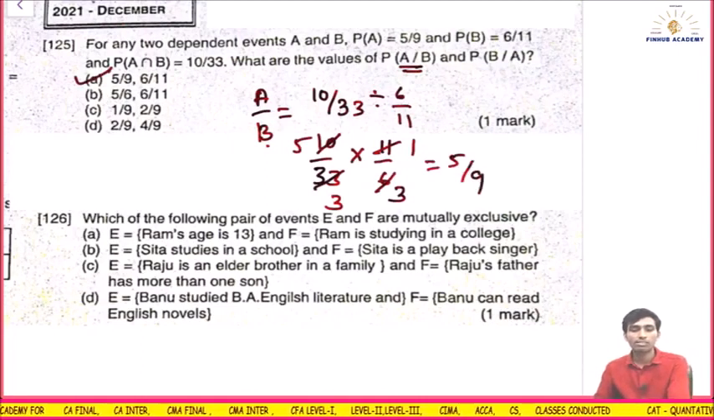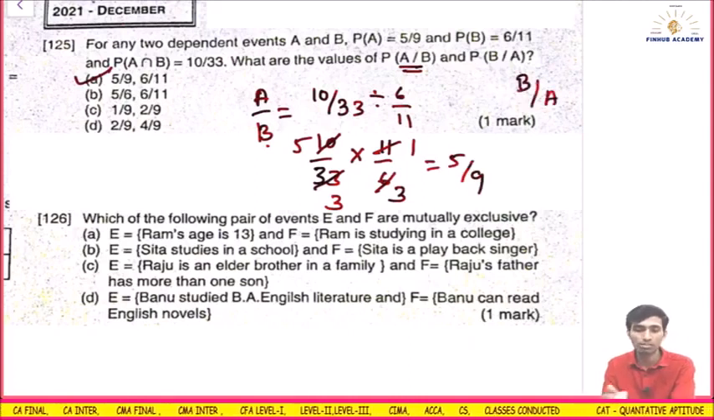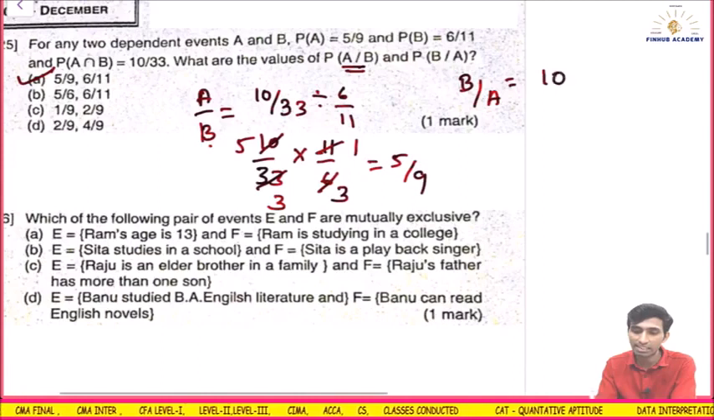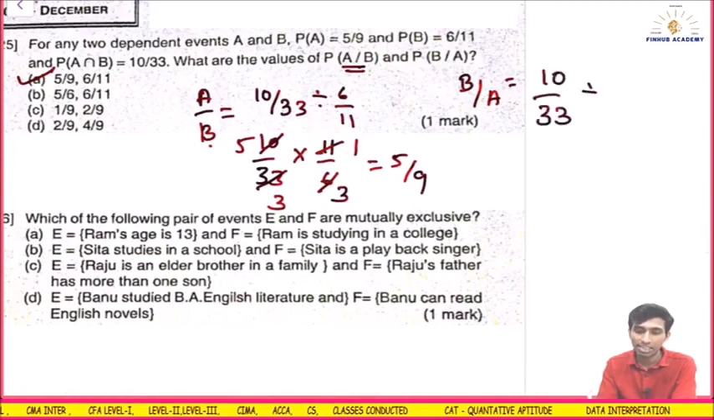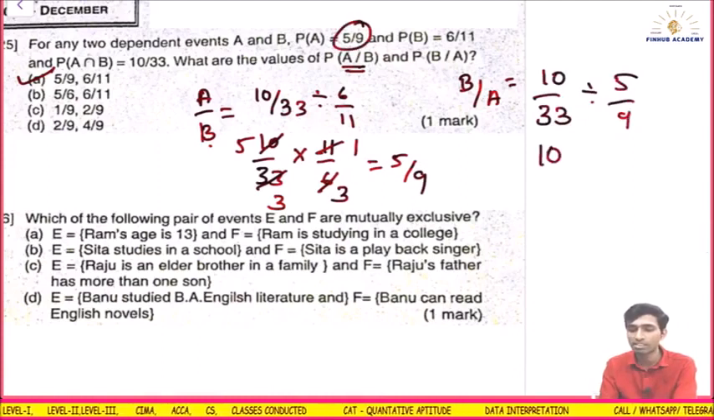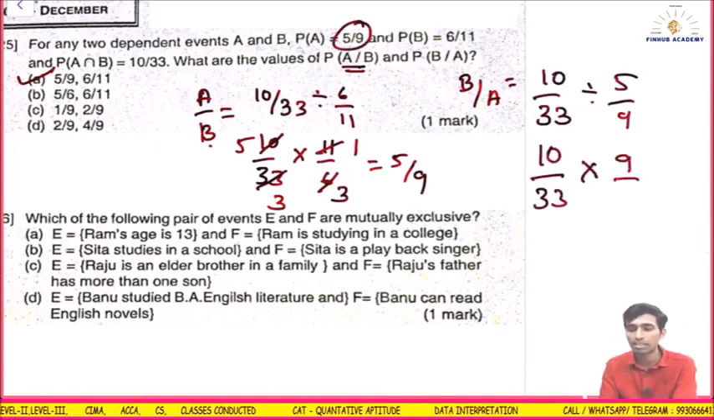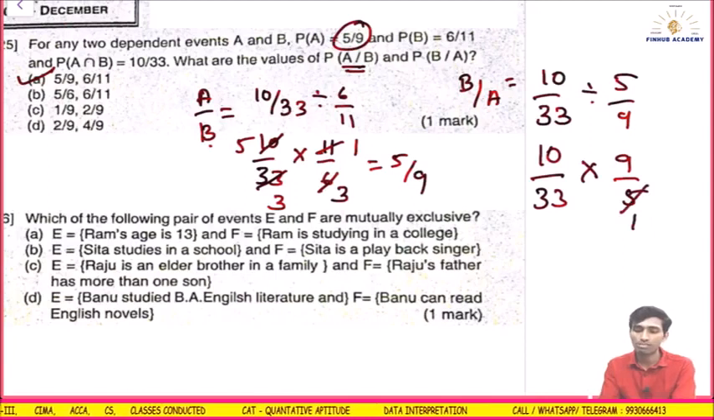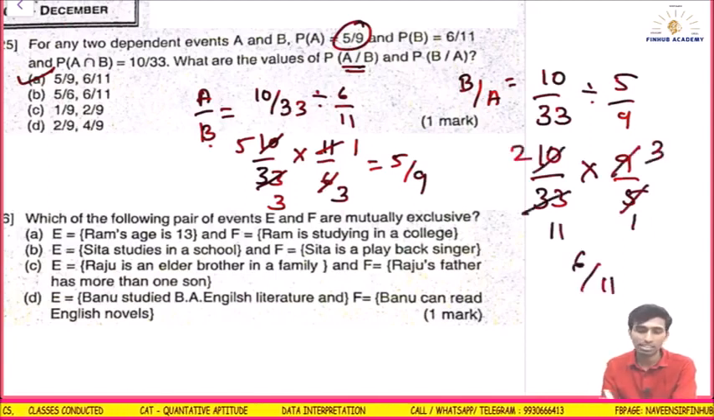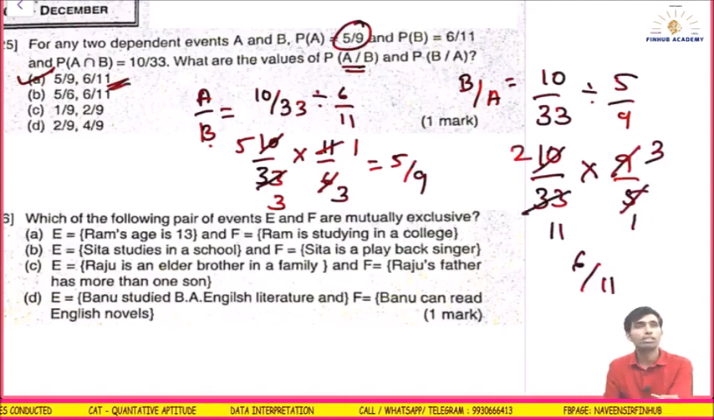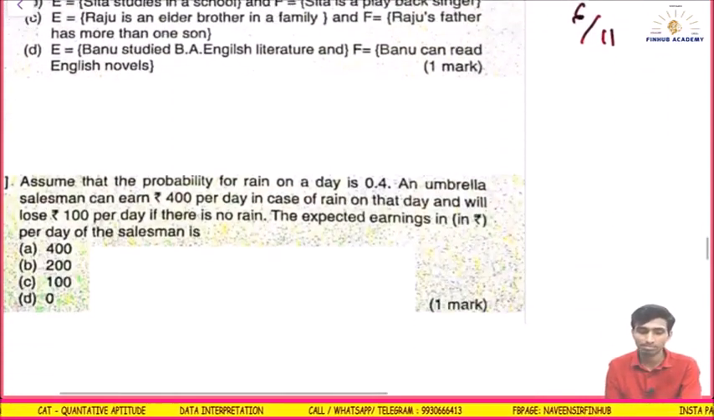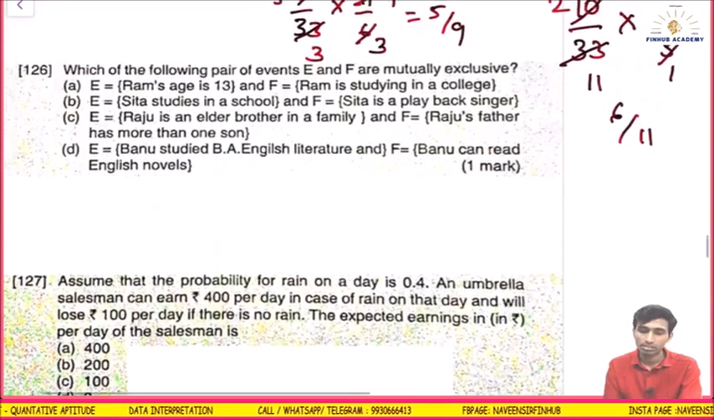The same way you can calculate for B by A. Understood? 5 by 9, A is the option. So I will take intersection, that is 10 divided by 33, divided by the probability of A, which is 5 by 9. Multiplicative inverse: 10 divided by 33 into 9 by 5. So 5 1s are, 2s are, 3 3s are, 3 11s are, 6 by 11. See? Understood? Easy.